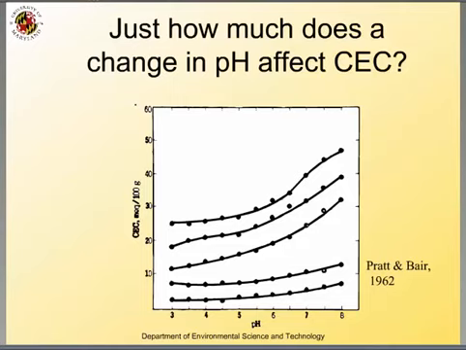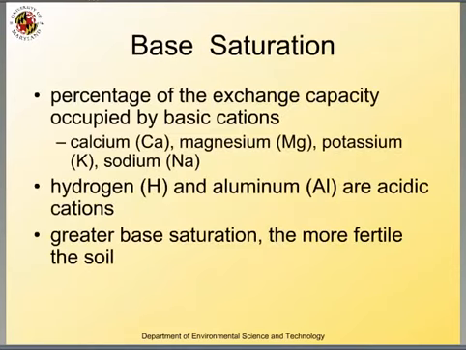Okay, another concept you might want to become familiar with is something called base saturation. Base saturation looks at the percentage of your exchange capacity that's occupied by basic cations. Calcium, magnesium, potassium, and sodium are all basic cations. Hydrogen and aluminum happen to be considered acidic cations. And as a general rule, the greater the base saturation, the more fertile the soil.